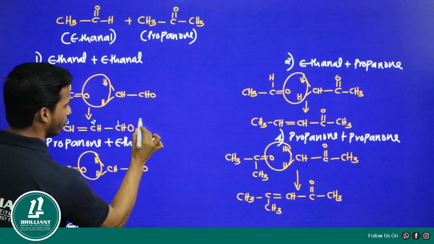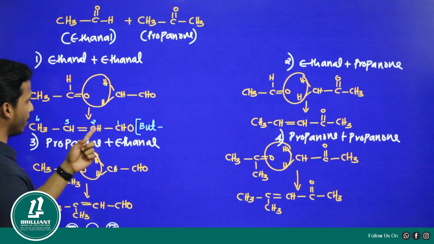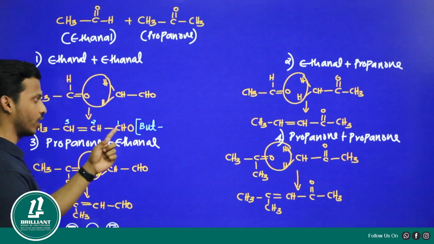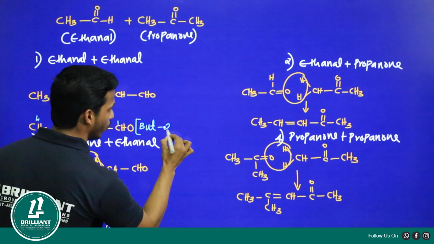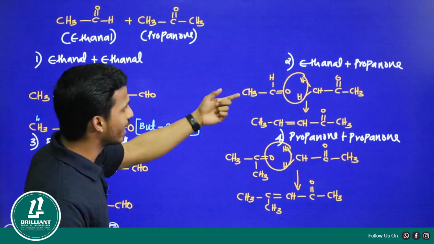How to name this compound? The parent chain is but. Second position there is an alkene. First position there is an aldehyde. Therefore, but-2-enal. But-2-enal. What about the second one?